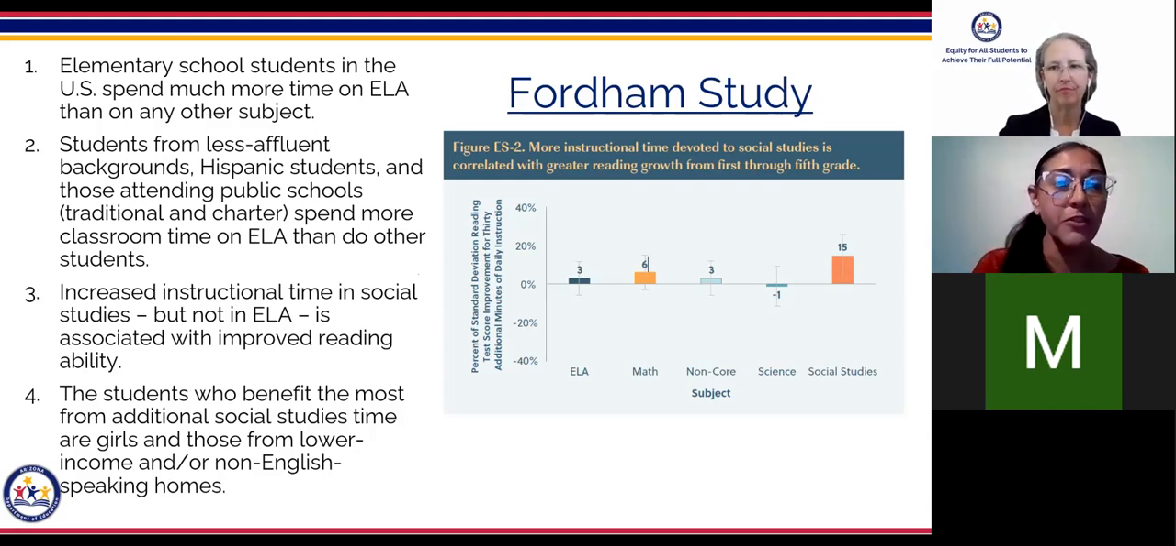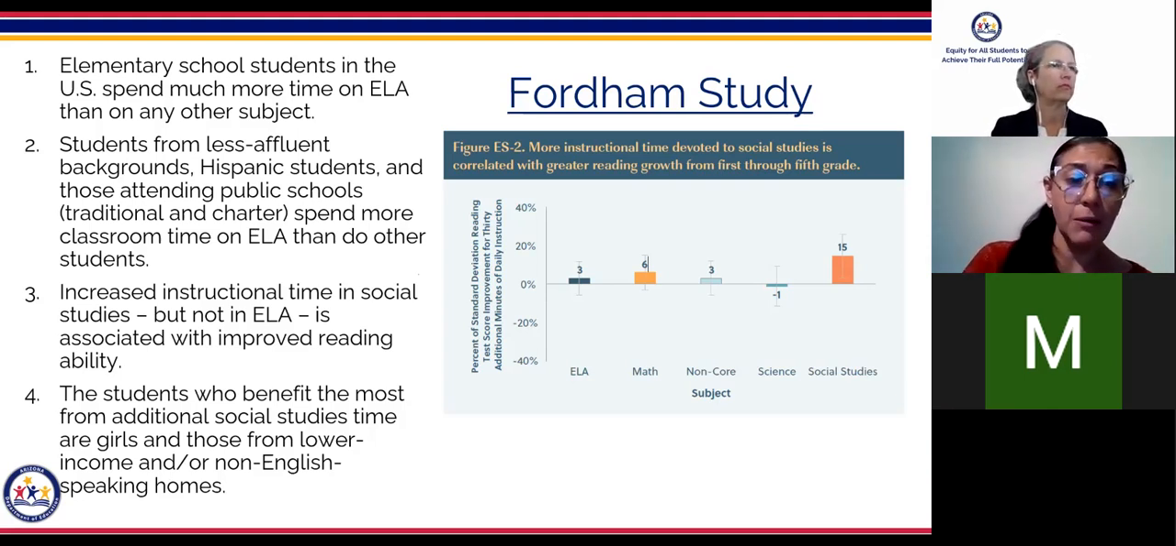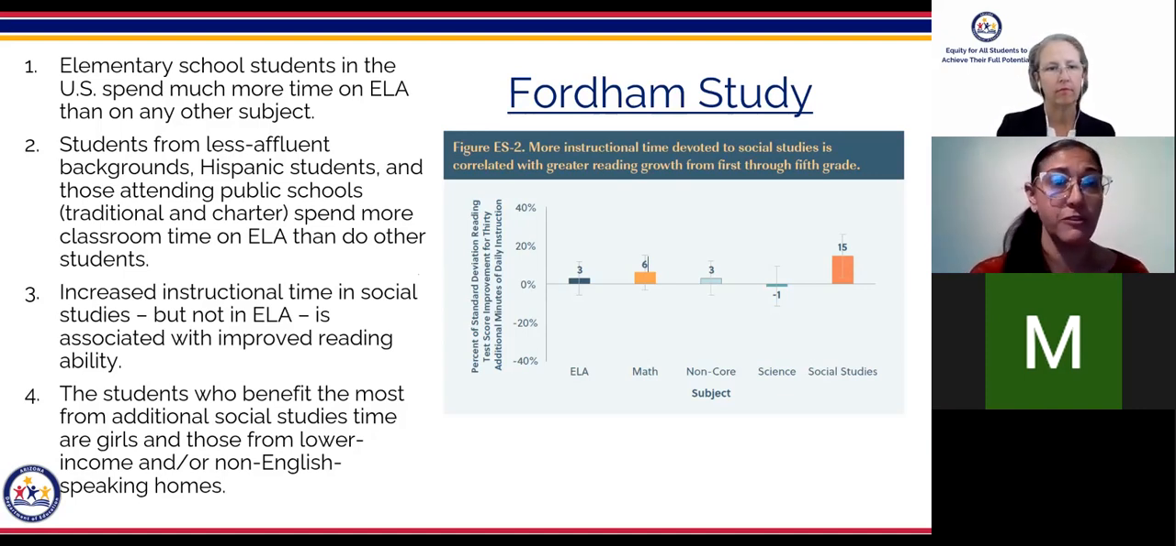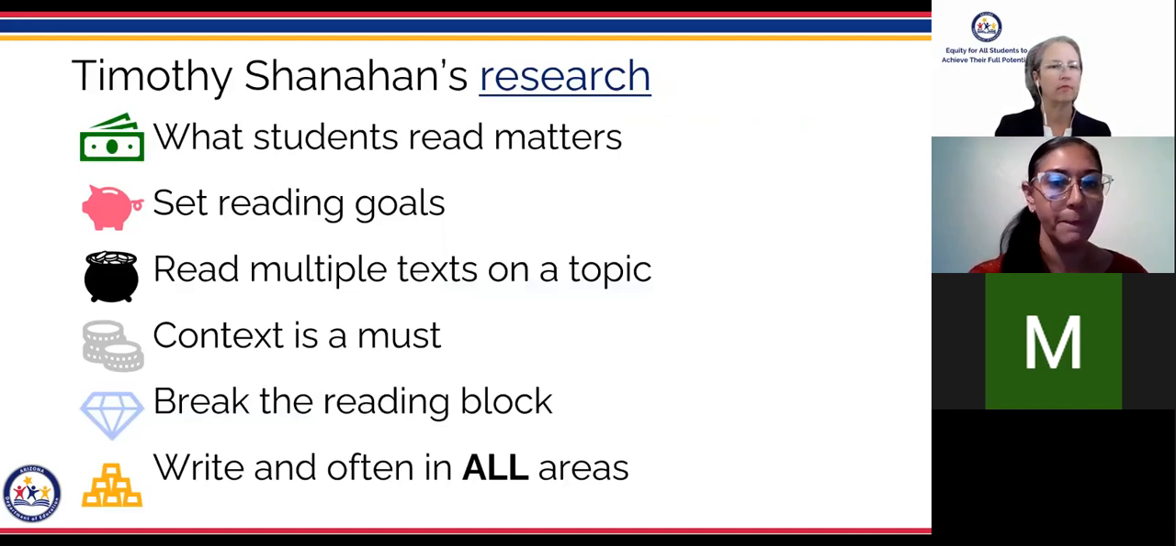It also shows all of the things listed here: elementary school students in the US spend much more time on ELA than any other subject. Students from less affluent backgrounds, Hispanic students, and those attending public schools, traditional and charter, spend more time on ELA than other students. Increased instructional time in social studies, but not in ELA, is associated with improved reading. And at number four, the students who benefit the most from additional social studies time are girls and those from lower income and or non-English speaking homes. We're going to get into the reasons for this in a few of these other studies. So we can go to our next one.